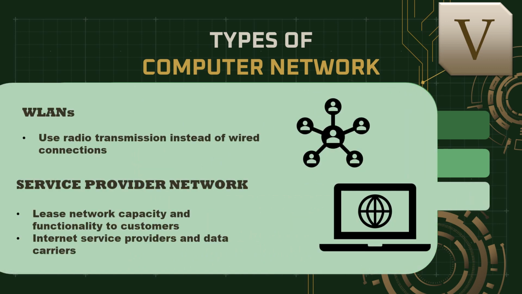Other than that, we have WLAN. WLAN stands for Wireless Local Area Network. It uses radio transmission instead of wired connections. And one of the types of WLAN is Wi-Fi that we use daily. Lastly, we have Service Provider Network. It is actually a business entity that provides or sells services for network access. It leases network capacity and functionality to customers.